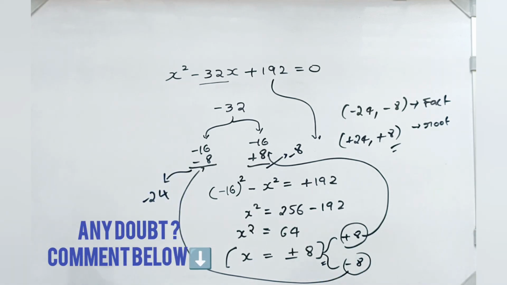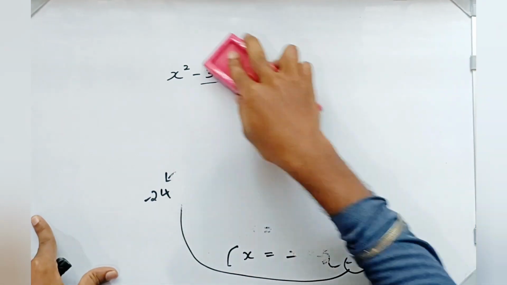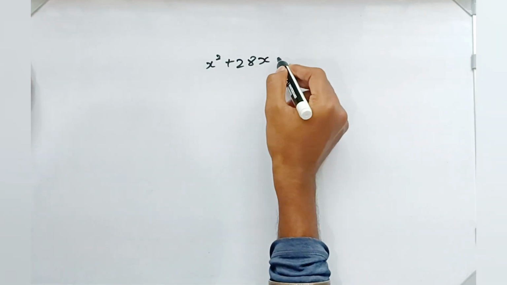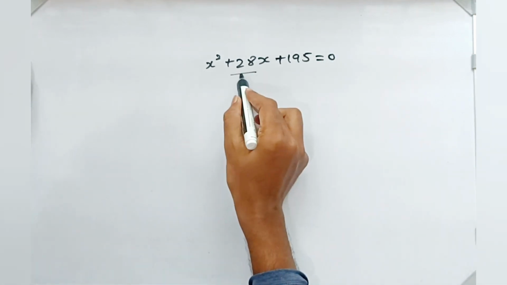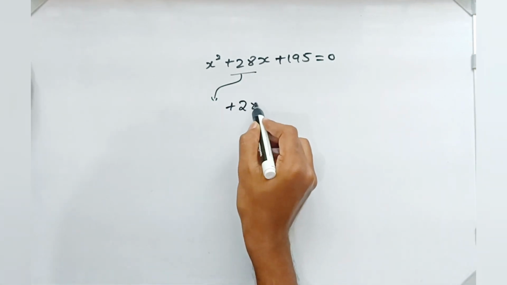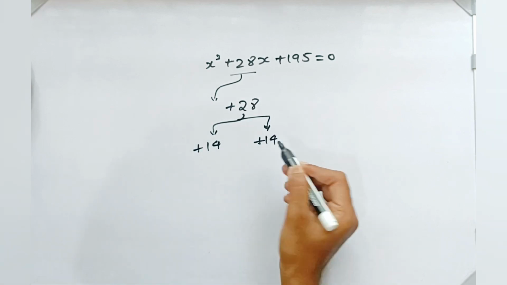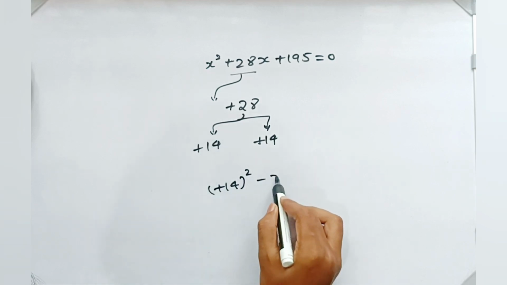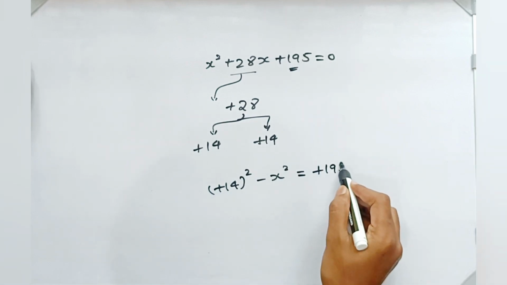And I'm going to take another kind of quadratic equation and explain that also. Let's take another equation, x square plus 28x plus 195, that is equal to 0. The first step is take this plus 28 and write it as plus 14 and plus 14. Then take plus 14 whole square minus x square, that is equal to plus 195.